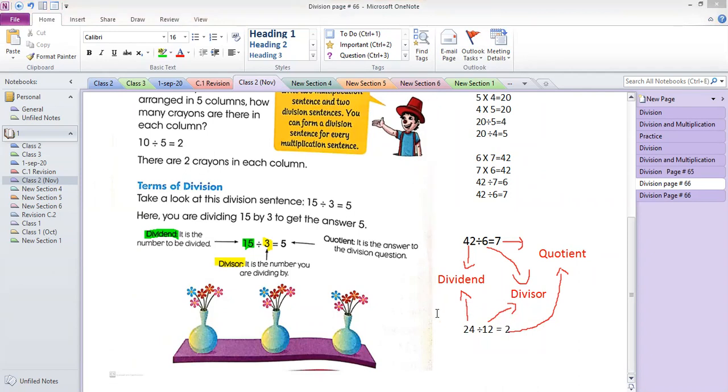Can you tell me here what is the dividend in 24 divided by 12? What is the dividend? 24. Not 42. Very good, 24. All right, guys. You have got it.